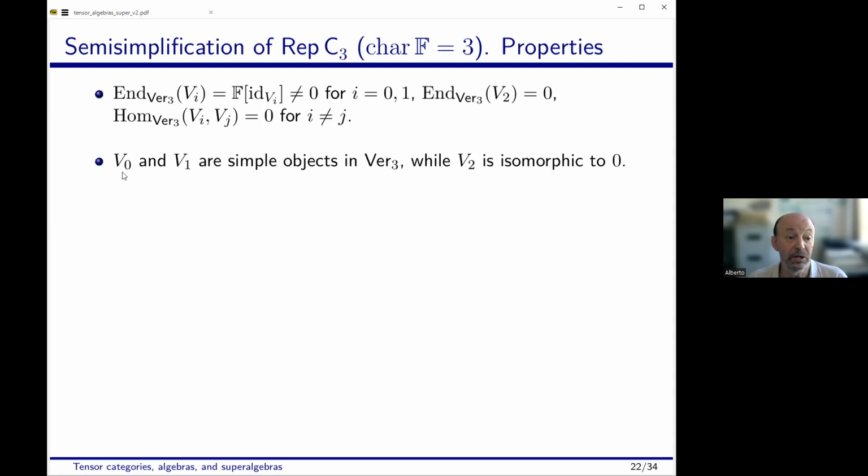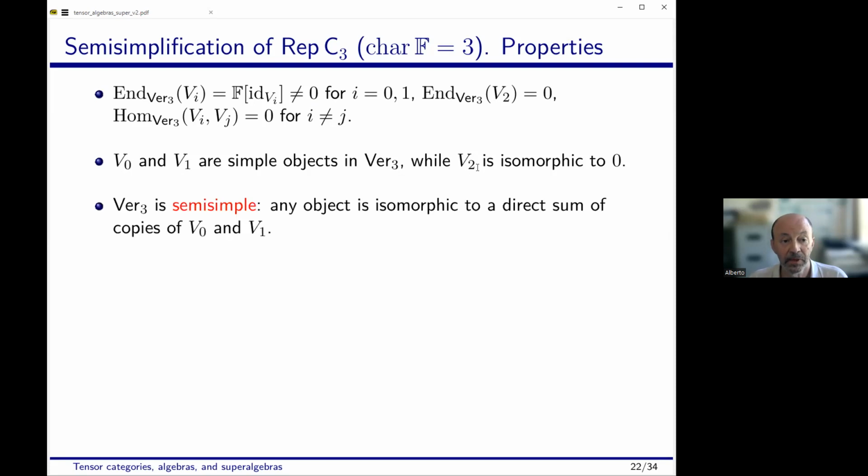V0 was simple, it was the trivial representation. V1 was just indecomposable, but not simple. Well, now in the new category, in the semi-simple category, they are simple, while for V2, all morphisms are negligible. In particular, the identity morphism has trace 0, so the dimension is 0, and this means that V2 is isomorphic to the 0 object in the new category. And this is a semi-simple category, and actually any object in this category is isomorphic to a direct sum of copies of these two simple objects, V0 and V1.